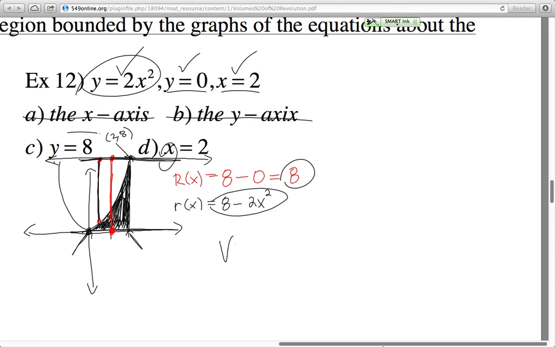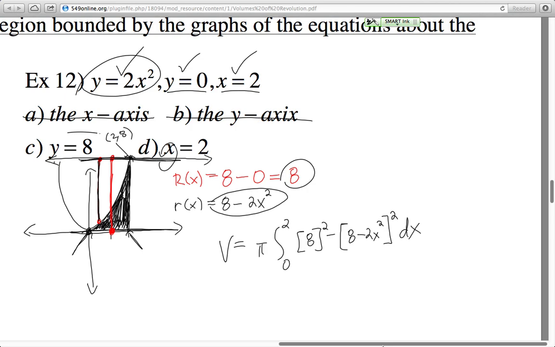Okay, so volume. What do we put out front first? Pi times the definite integral from 0 to 2. We're along the x-axis this time. 8 squared, outer radius squared, minus inner radius squared, 8 minus 2x squared, squared, dx. So when the axis is above, you always go top minus bottom. It doesn't matter where the axis is. Sometimes the axis is below.